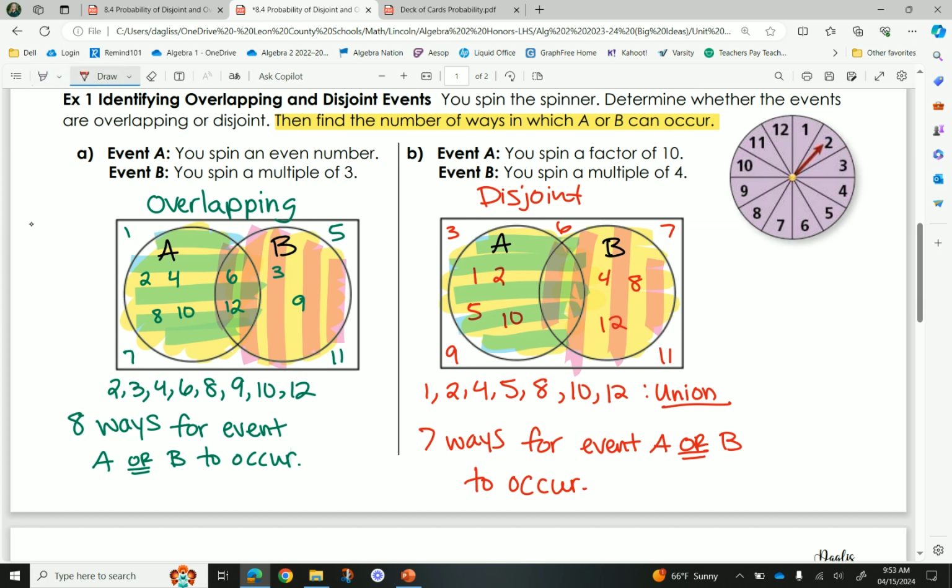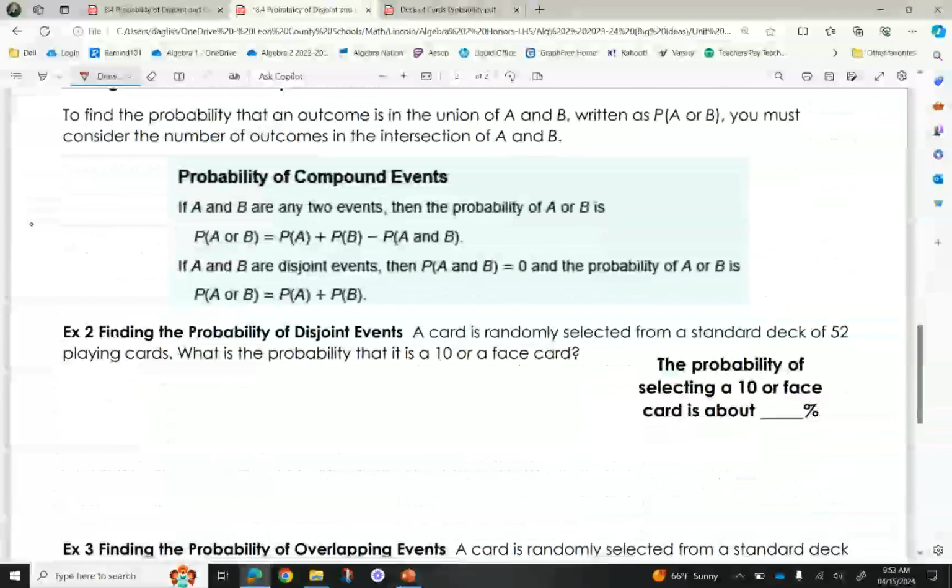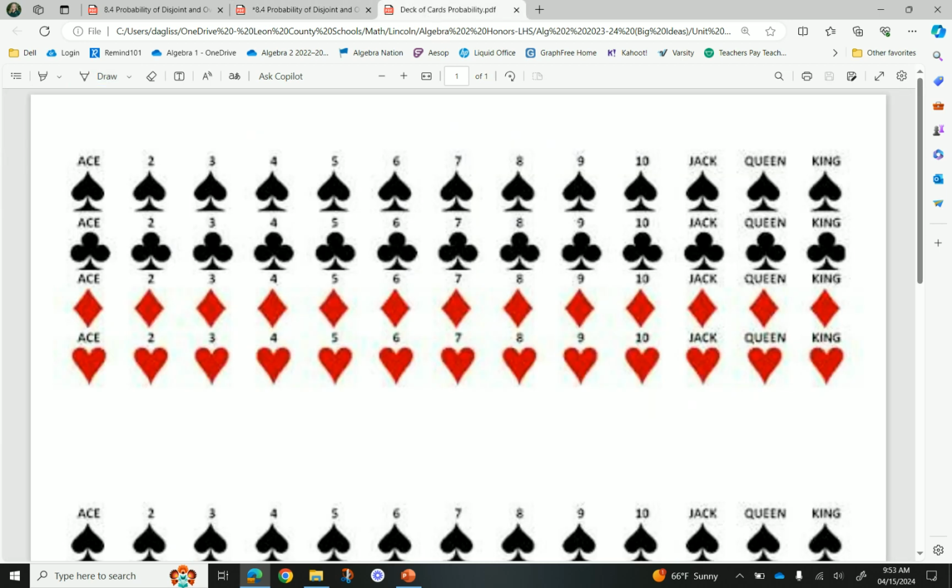All right, so let's set some examples to do this without having Venn diagrams. We are going to be looking at a deck of cards for example 2 and example 3. A card is randomly selected from a standard deck of 52 playing cards. So let's pause right there, because some people today aren't sure what's in a deck of cards. So here it is. There are 4 suits. There are spades, clubs, diamonds, and hearts.